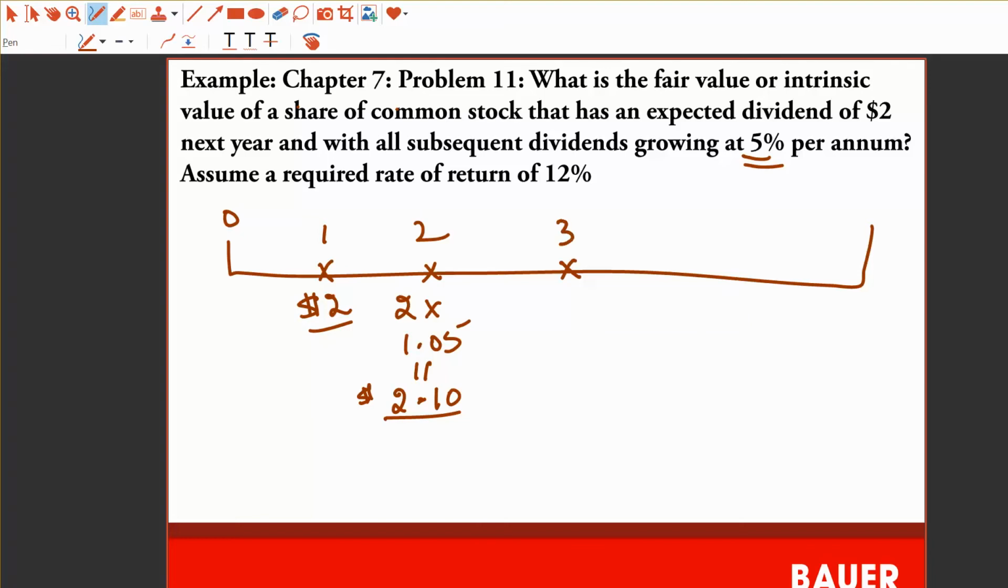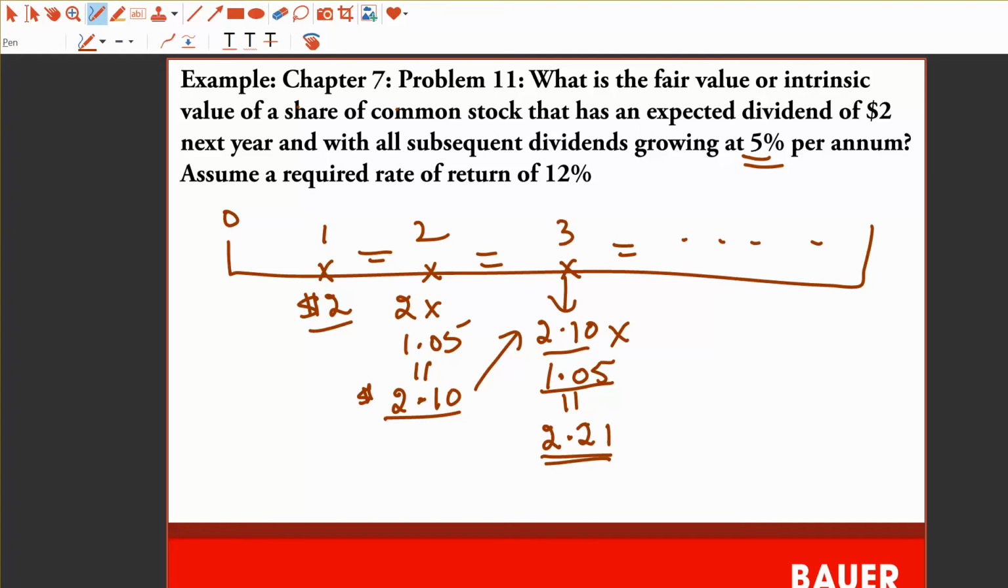In year 3, this grows even more. This 2.10 becomes 2.10 times another 1.05, because it continues to grow at 5% here, here, and so on. So the dividend in year 3 is roughly 2.21. The fourth dividend will be 2.21 grossed up by another 5%, and so on. That's what the stream of dividends looks like.